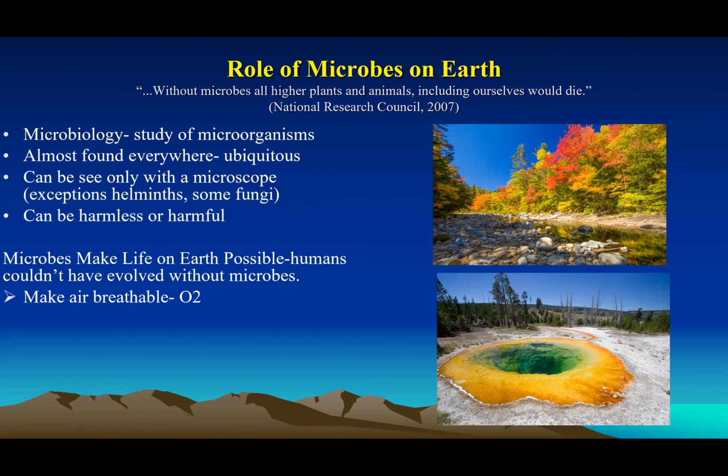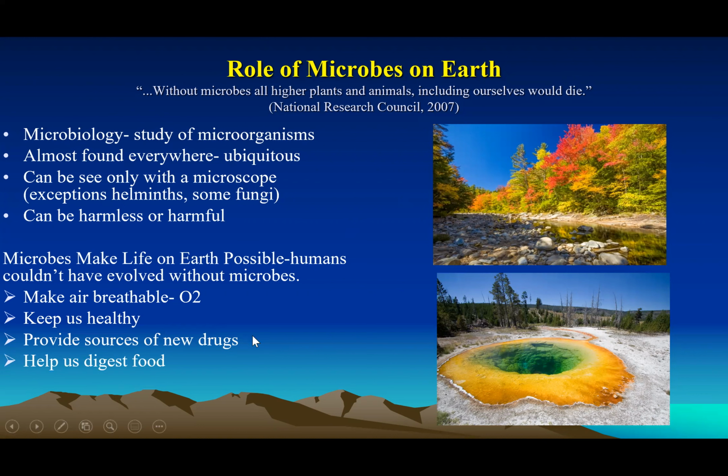There are microbes that maintain the oxygen content of the air, like algae and cyanobacteria. So the oxygen content that's very important for survival is maintained by microbes. They keep us healthy. We've heard of the microbiome of your GI tract that helps in digestion and absorption of nutrients. They are sources of new drugs, like how we get antibiotics, like penicillin. Helps us to digest food.